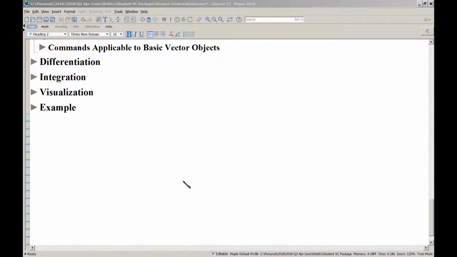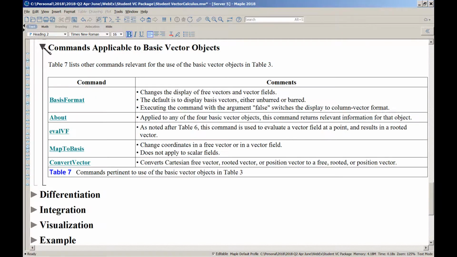Having created some of these basic vector objects, the next thing you want to know about is the set of commands, or some of the commands that are applicable to these objects. The first one that I always use is this one, BasisFormat. What does it do? That command controls the display of free vectors and vector fields. Default is to show the basis vectors. The alternate is to display these vectors as column vectors.